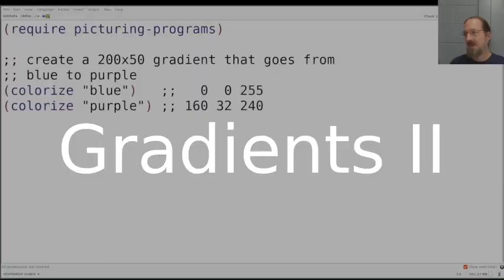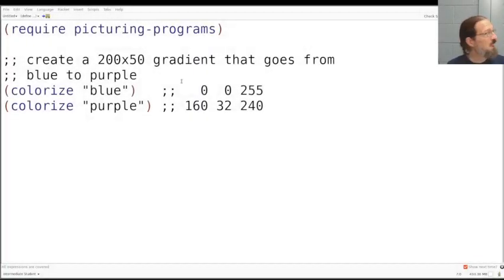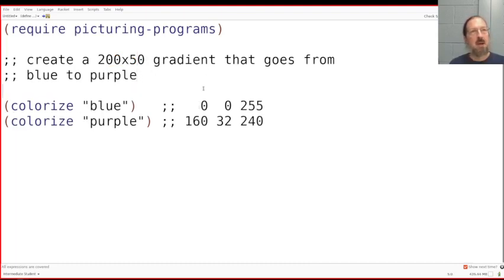All right, we're going to make the world's worst demonstration of how to make a gradient. So the little audience here is going to have to squint. I'm going to show you how to create a 200 by 50 gradient. That means 200 pixels wide and 50 pixels tall that goes from blue on the left to purple on the right. In order to do this, you're going to need to make color functions for red, green, and blue.